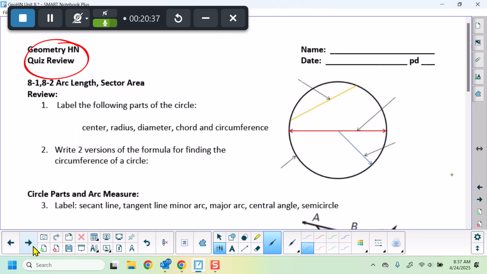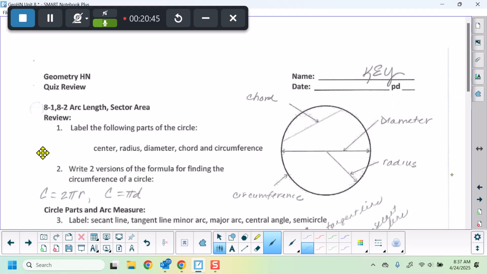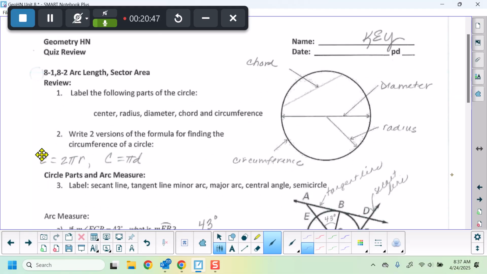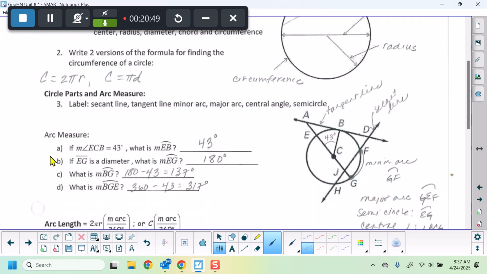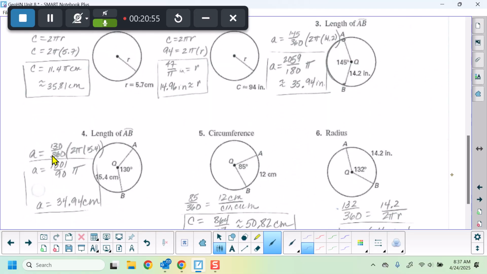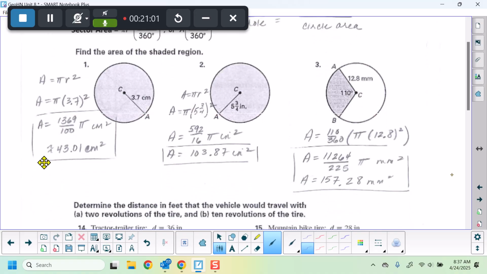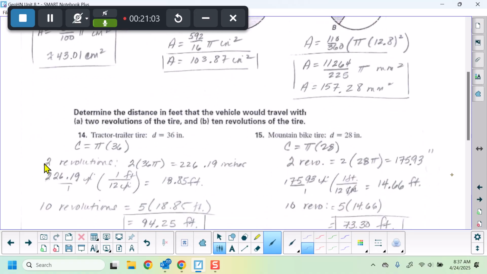Okay. We asked you to do the quiz review and the Delta Math, and I'm confident that you are all at different stages of done this. So the key was posted on Schoology. You need to know this vocabulary, and you need to know how to find arc length, circumference, radius. You need to know how to find sector area. So I hope you checked your work there.